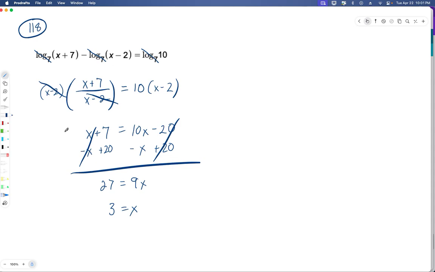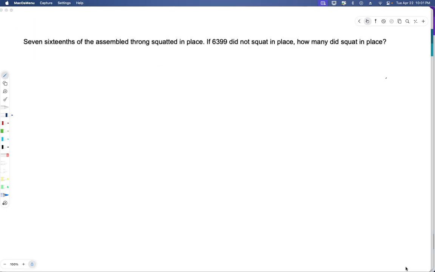Okay, I'm done. I don't like logarithms. I don't know anybody else that loves them either, except for really, really nerdy people. Okay, all right, moving on, getting off my soapbox. Next problem.